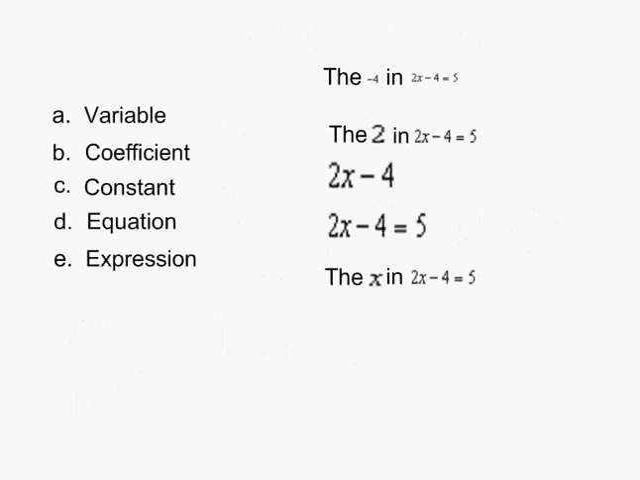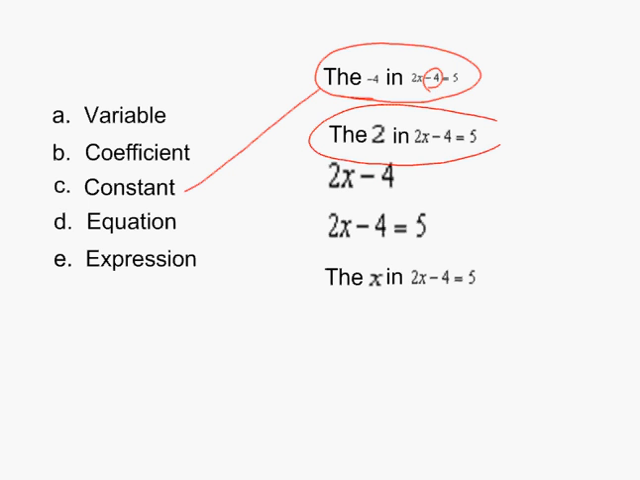And the last part is your match. So the -4 in 2x minus 4, this part right here, that's actually called your constant. And your constant is basically the part of your algebraic expression that is not attached to the x. The 2 in 2x minus 4 right there is your coefficient. That's attached to your variable.